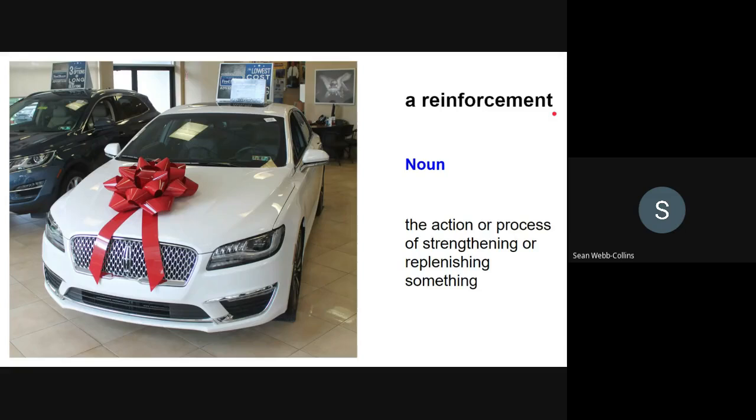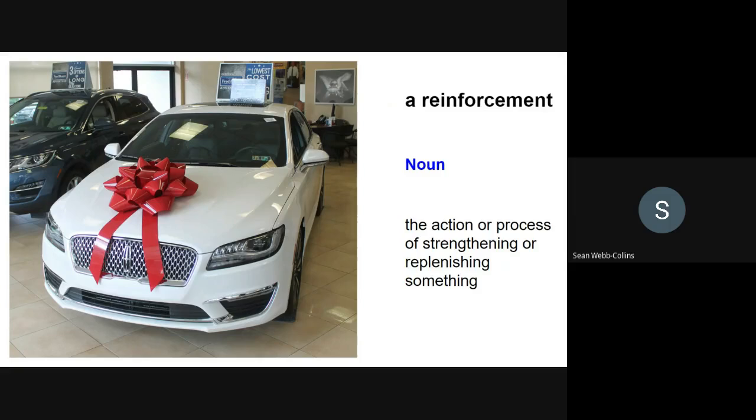A reinforcement. Noun, the action or process of strengthening or replenishing something. You should notice this word from one of the previous units. For example, in the military, they use the word reinforcement. A small force of soldiers would hold the position until reinforcements arrive, until more soldiers arrived.